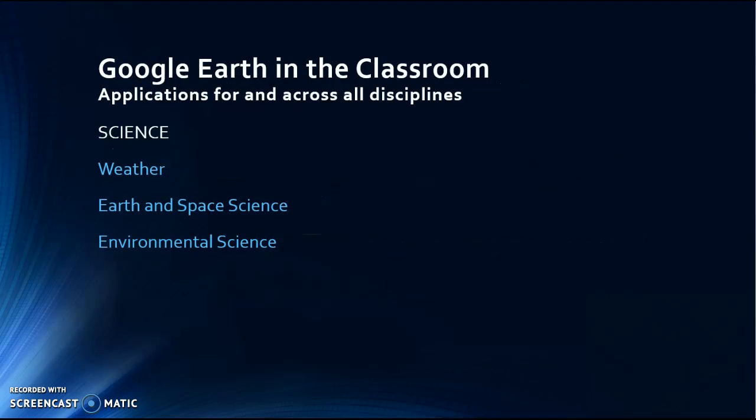Now let's look at the science classroom. We can obtain real-time cloud cover or radar data from satellites. We can explore the Earth's surface in ways of geological features or even the ocean floor. We can explore space. We can look at the surface of the moon. We can look at the surface of Mars, explore galaxies with Google Sky, and there are lots of applications also in environmental science, which we will look at next.